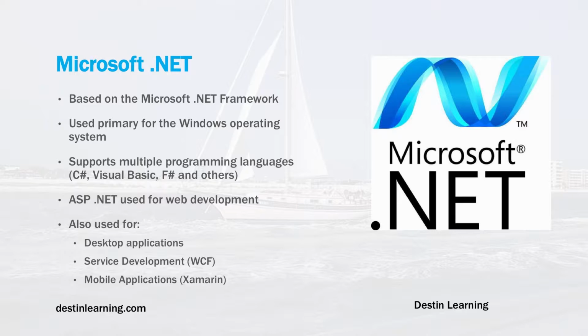One of the unique things about the .NET framework is it supports multiple programming languages such as C#, Visual Basic, F#, and others. C# is very similar to Java, and it's one of the more popular languages supported by .NET. ASP.NET is the language used for web development. .NET can also be used to develop desktop applications, service development through WCF, and mobile applications. Microsoft has recently added much more support for mobile application development through some key acquisitions, such as Xamarin.